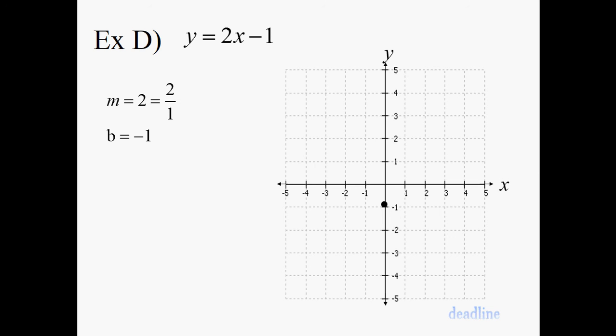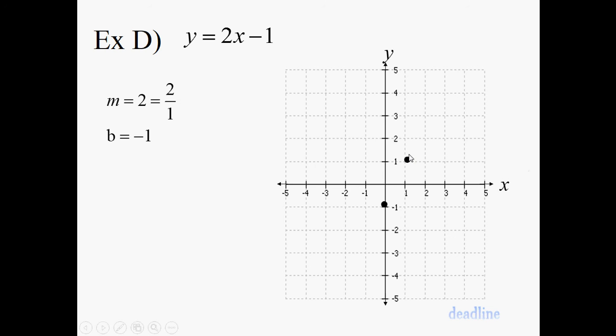Then to find my next 2 points, again, I'm going to use my slope. Since my slope is positive, I'm going to be counting uphill. So it's going to be up and to the right. So I'm going to go ahead and count up 2 spaces and right 1 space. So let's do that together. Count up 1, 2, right 1. So put your dot at 1, 1.